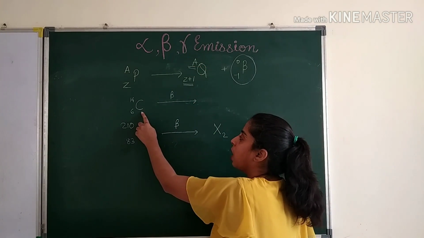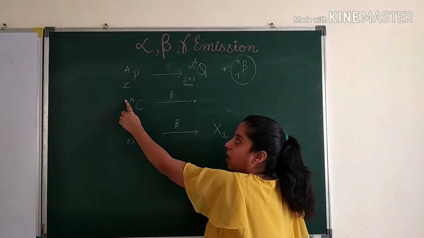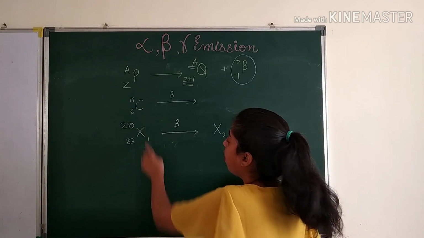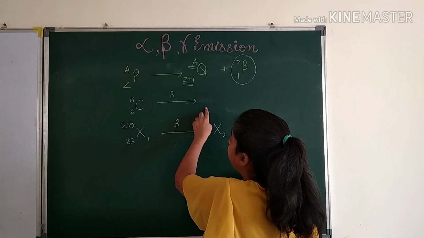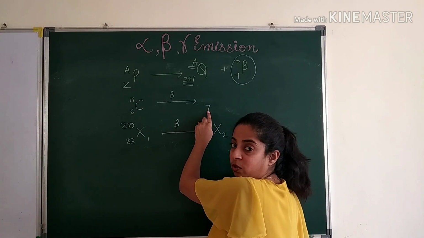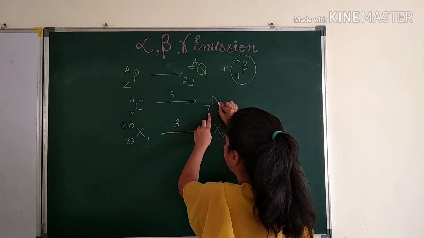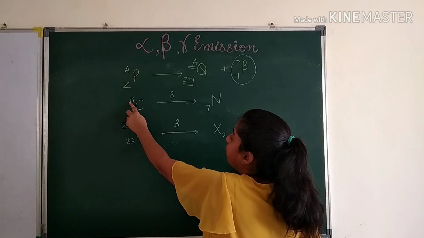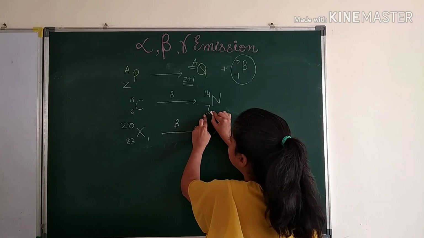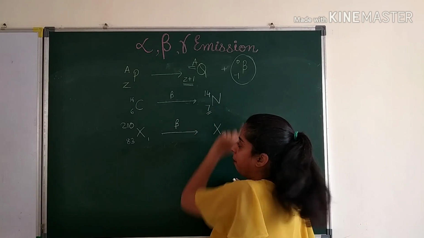Correct? So now carbon 6 and 14. If this is undergoing beta emission, what will happen? From 6 it will become 7. 7 is the atomic number of what? Nitrogen, right? So from 6 to 7, and 14 will remain the same. So just see this number and write the atomic number here.